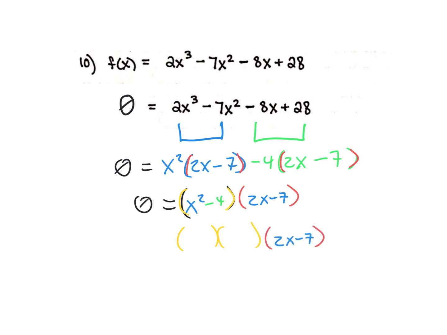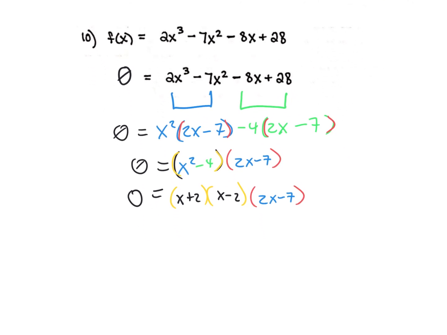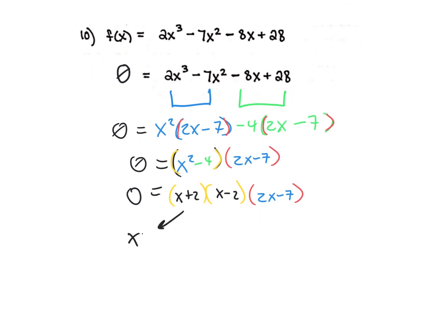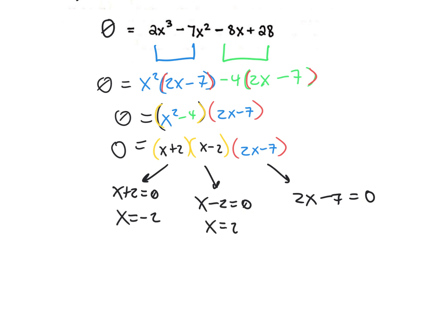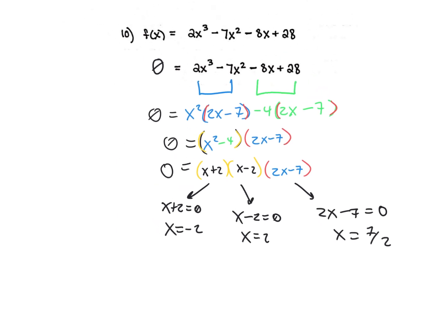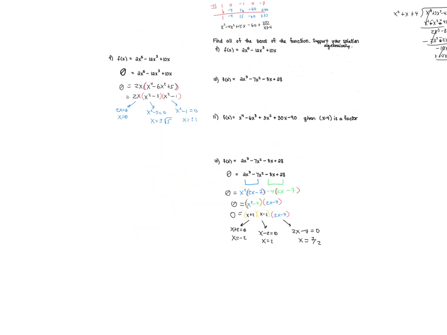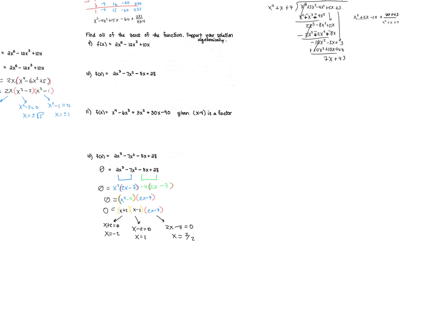The yellow parentheses can factor into difference of two squares, and this would be off to the side, and we would still have this. So the yellow parentheses turns into x plus 2, x minus 2. And then we would have factored this totally, setting that equal to 0 and solving. Obviously, x equals negative 2. Obviously, x equals 2. Obviously, x equals 7 over 2 in that case. So hopefully that makes sense. That's number 10.